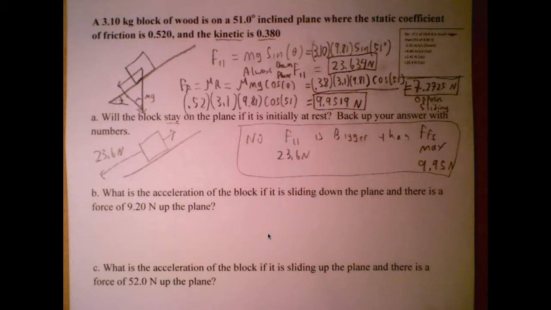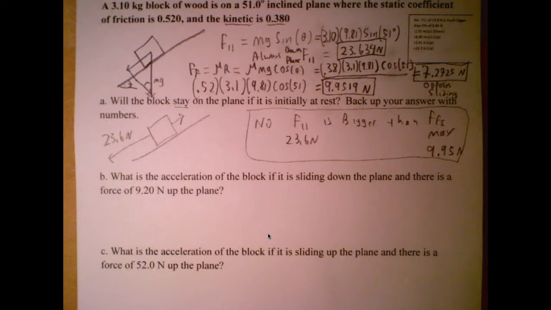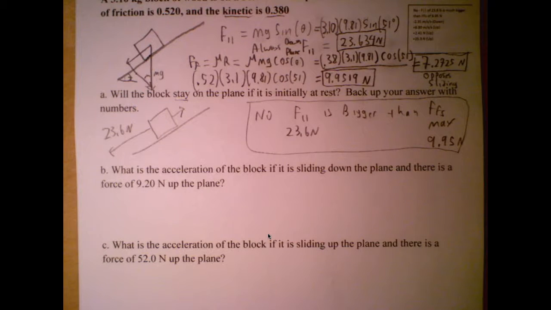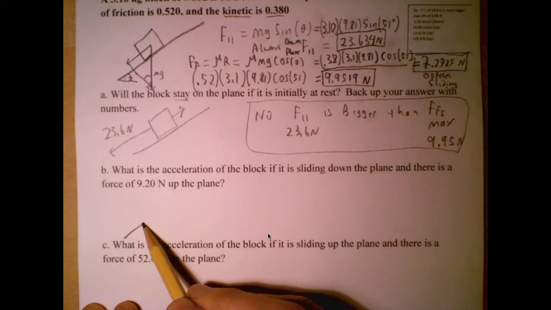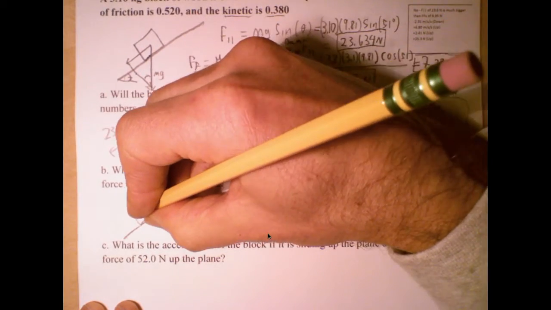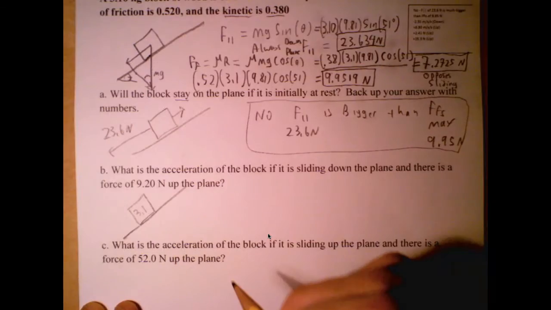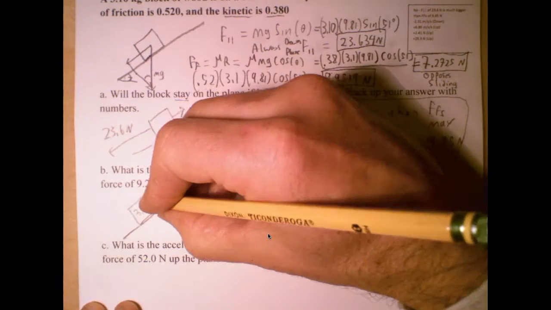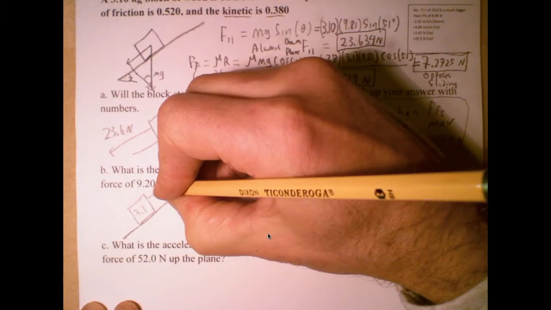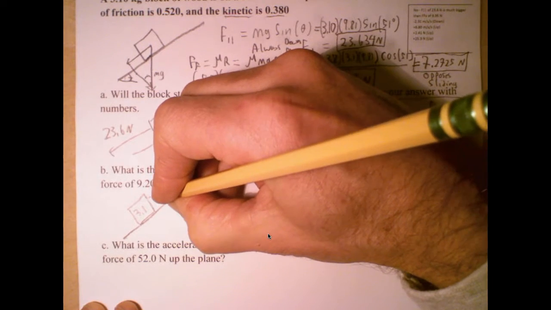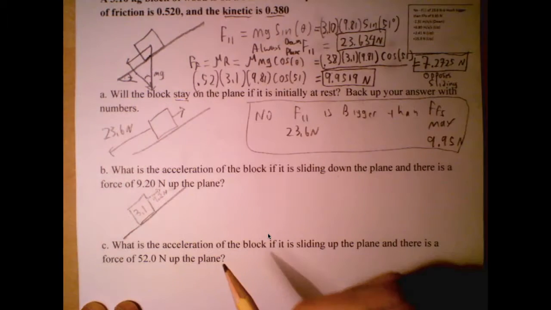So B, what is the acceleration of the block if it is sliding down the plane and there's a force up the plane? Oh my gosh. So here this thing is on the plane, 3.1 kilograms. And let's see, there's 9.2 newtons up the plane. That's 9.2 newtons. Let's see, it's sliding down the plane.